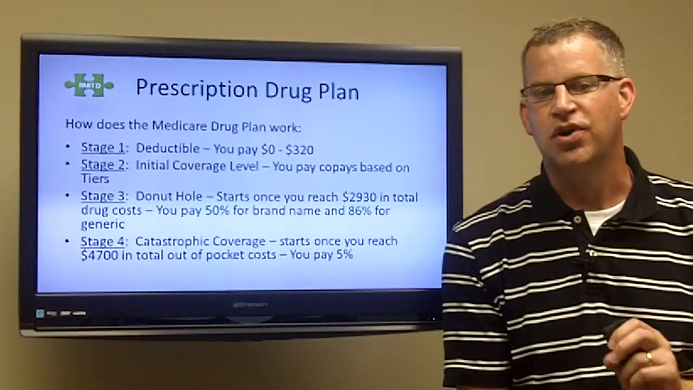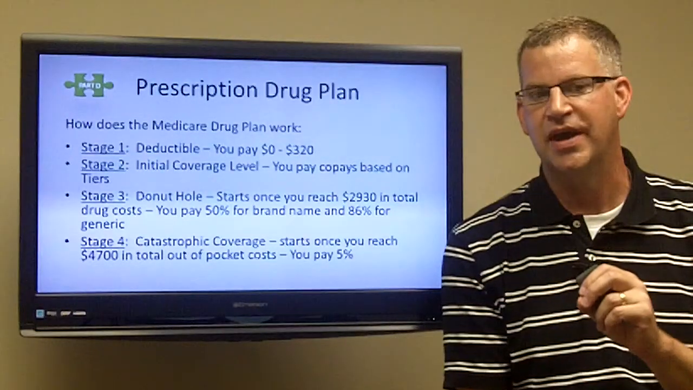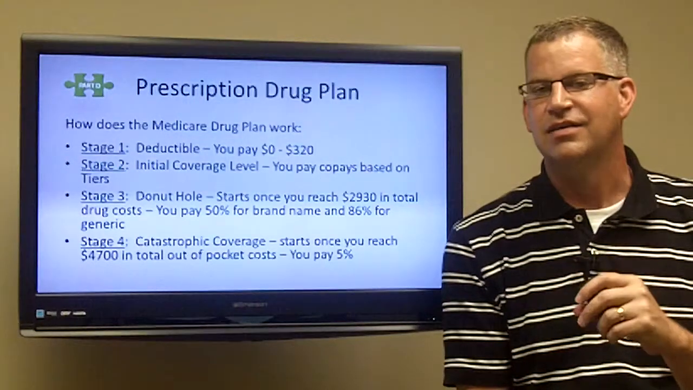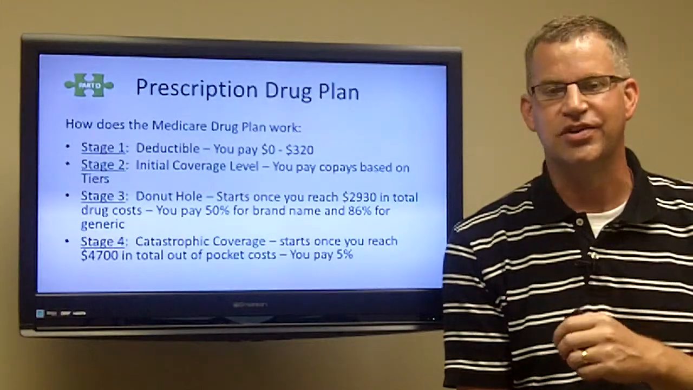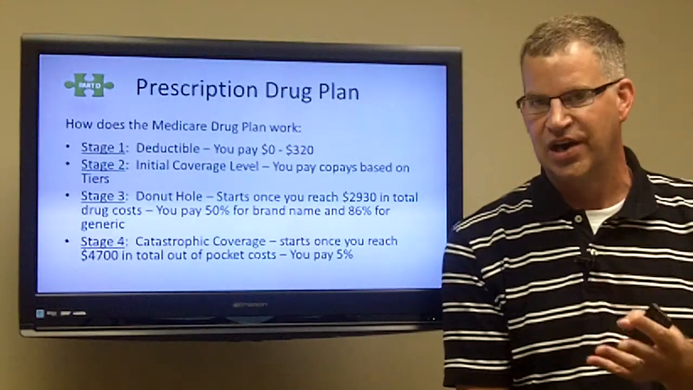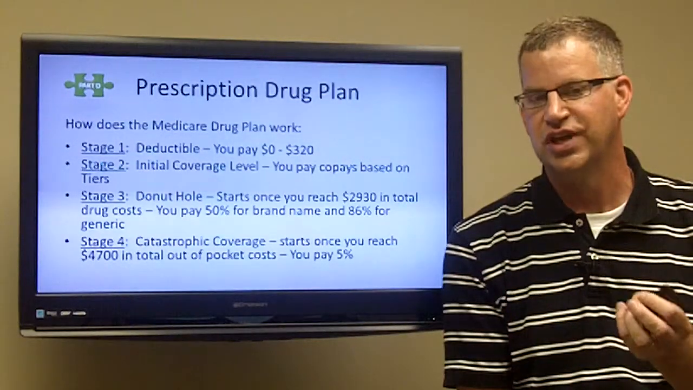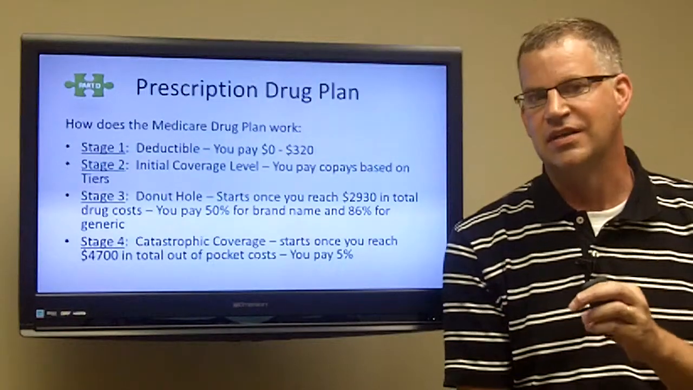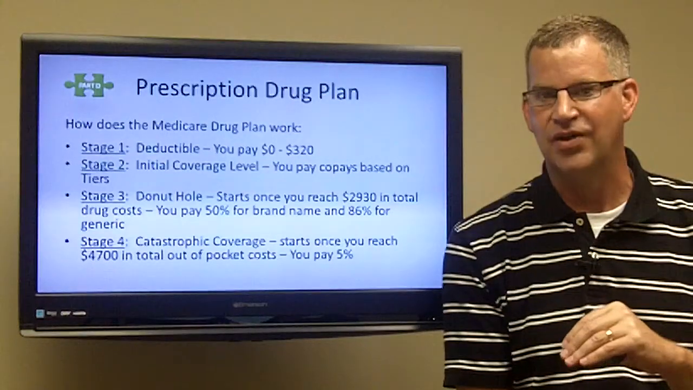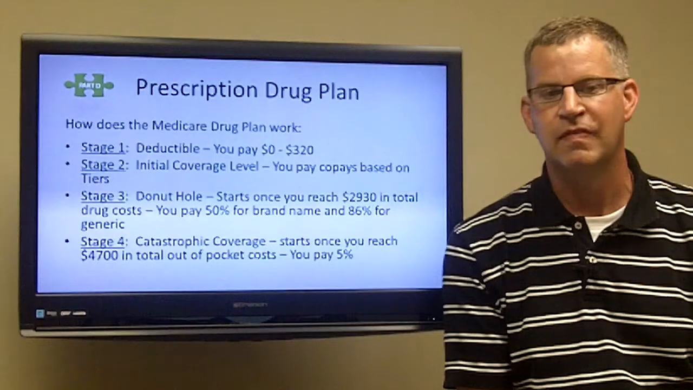Stage 2 is called the initial coverage level. During that stage, you will pay copays based on drug tiers. What I mean by that is most drug plans have 4 tiers: tier 1, 2, 3, and 4. Usually tier 1 is their generics. Tier 2 is a formulary brand. Tier 3 is usually a non-formulary brand name. And then tier 4 is typically a specialty drug. They will set different copay amounts based on what tier your drug falls into.